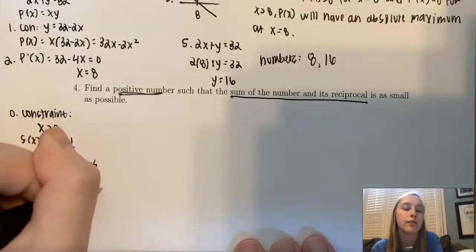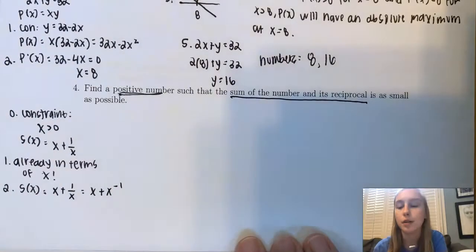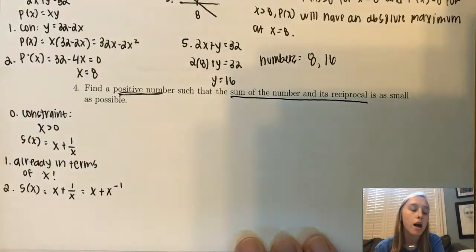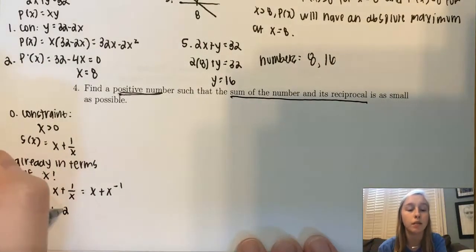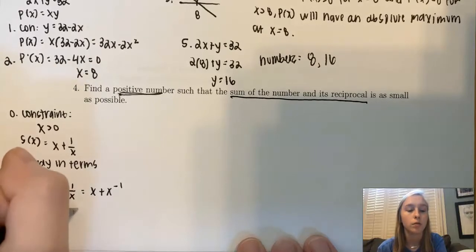Number 2. So remember, we have to find the derivative of s of x, but first I'm going to write it out in a little easier form to take the derivative of. So s prime of x in this case is 1 minus x to the negative 2, I believe. Yeah, I don't know why I wrote that 2.